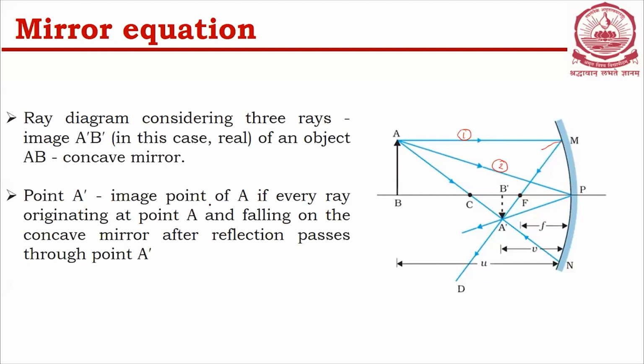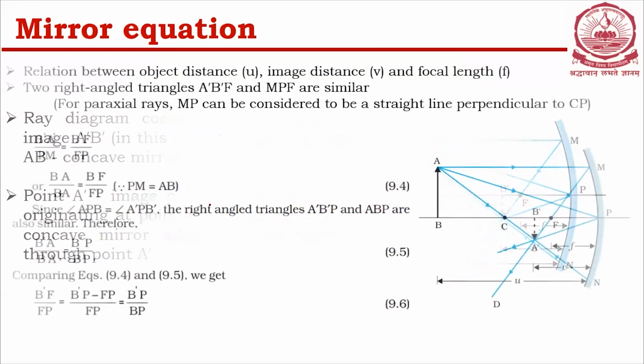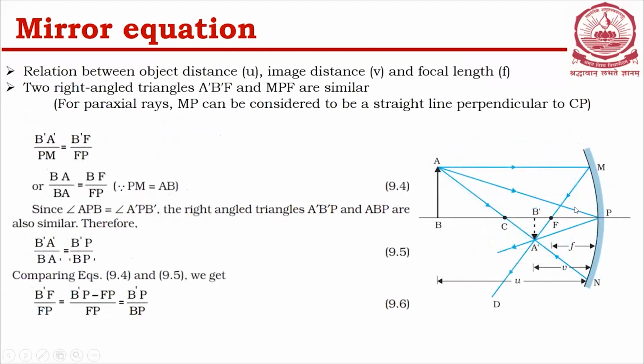Okay, then we'll move on. This is the same figure you have seen before. We have to find the relation between object distance, image distance, and focal length. Look carefully, there are two right-angled triangles here. Now it is just mere mathematics. You can see here A dash B dash F. This is the triangle, A dash B dash and F.